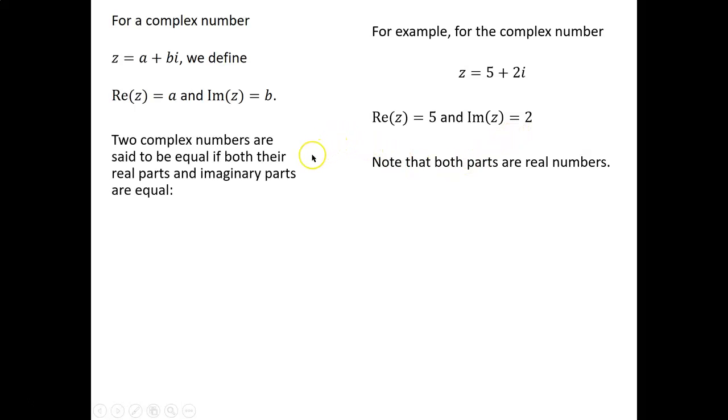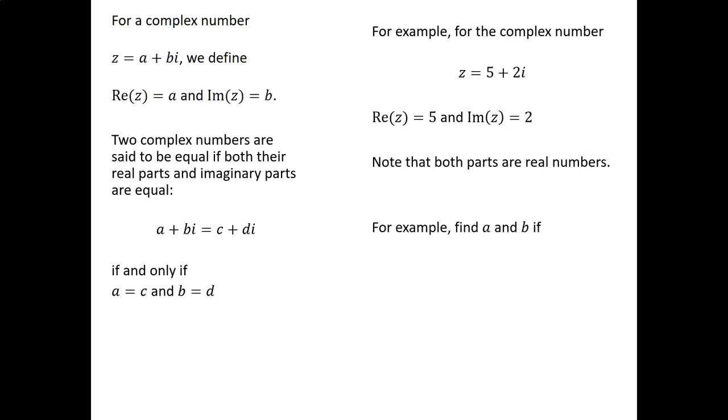Two complex numbers are said to be equal if both their real parts and imaginary parts are equal. So if a plus bi equals c plus di, this can only be true if and only if a is equal to c and b is equal to d. So here, if we're told that these two complex numbers are equal to each other, then I know that the real part must be equal to the real part, and the imaginary part must be equal to the imaginary part.